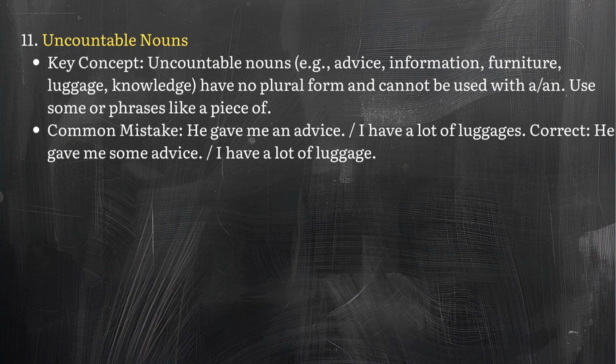Many common nouns in English are uncountable. This means they have no plural form and you cannot use a or an with them. Words like advice, information, furniture, and luggage fall into this category. You must say some advice or a piece of advice.